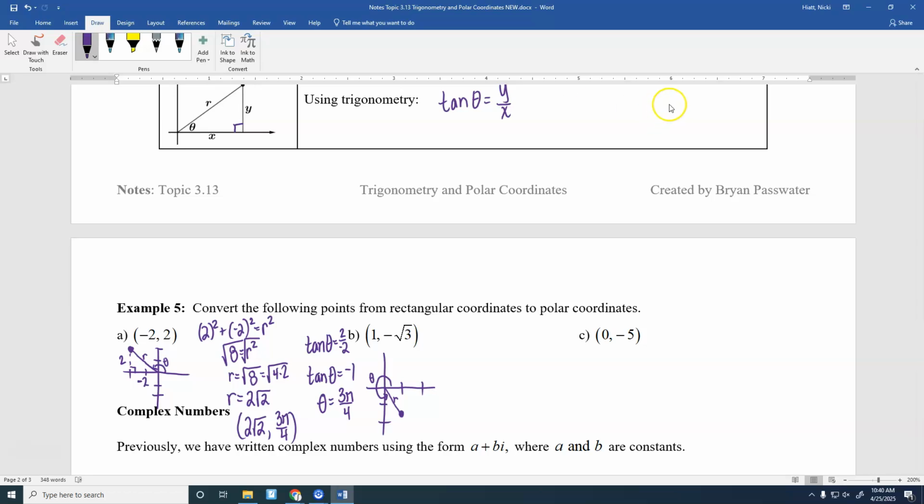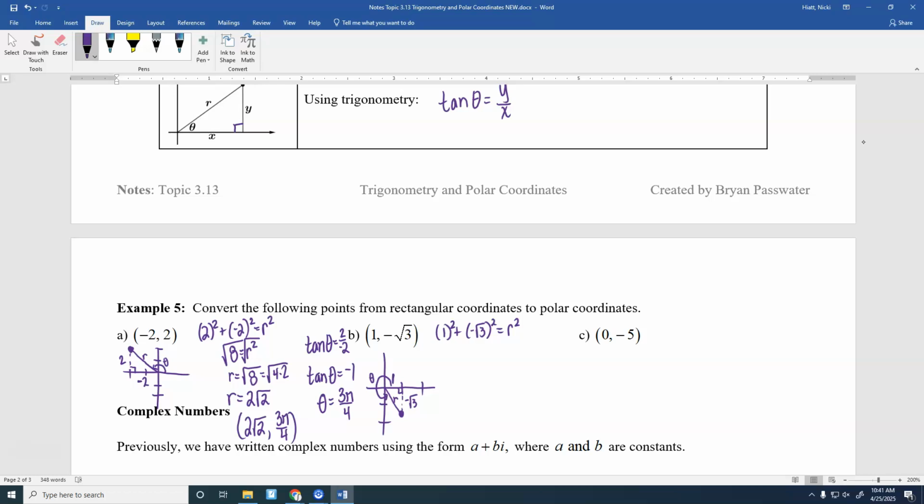And then a vertical line connecting it to the x-axis there so that we can have a right triangle. This is your x, it'd be 1. The vertical piece is negative square root of 3. So for Pythagorean theorem, 1 squared plus negative root 3 squared is going to equal the radius squared.